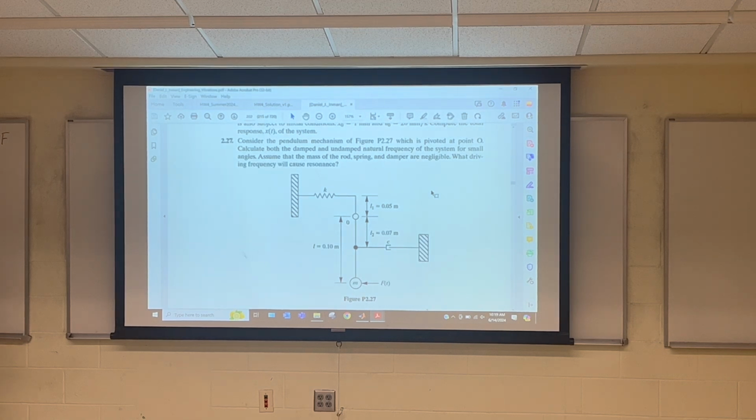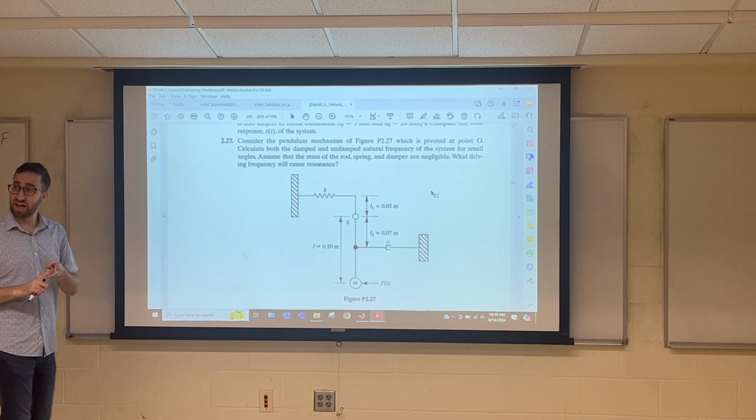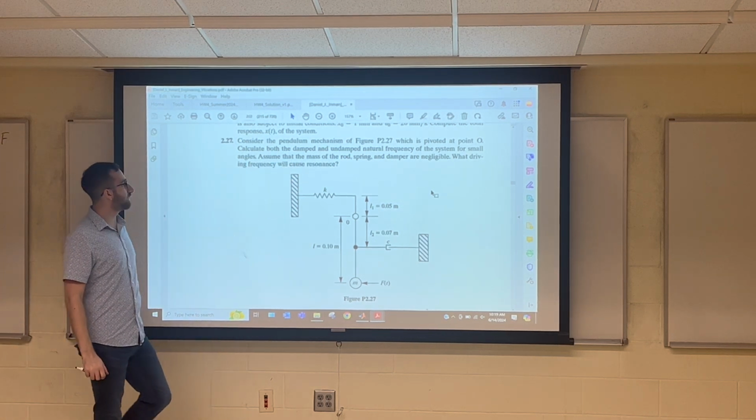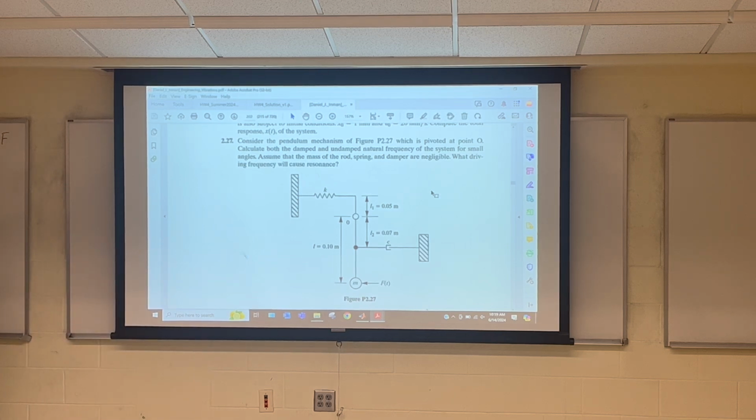So that's the first part of this problem, finding both the natural and the damped natural frequency. The next part says, what driving frequency will cause resonance? So when will that occur? When it's equal to omega n. So once you found the natural frequency, you're basically done, because that's going to be the frequency that drives it to cause resonance. Everybody understand this problem so far, what our game plan is?